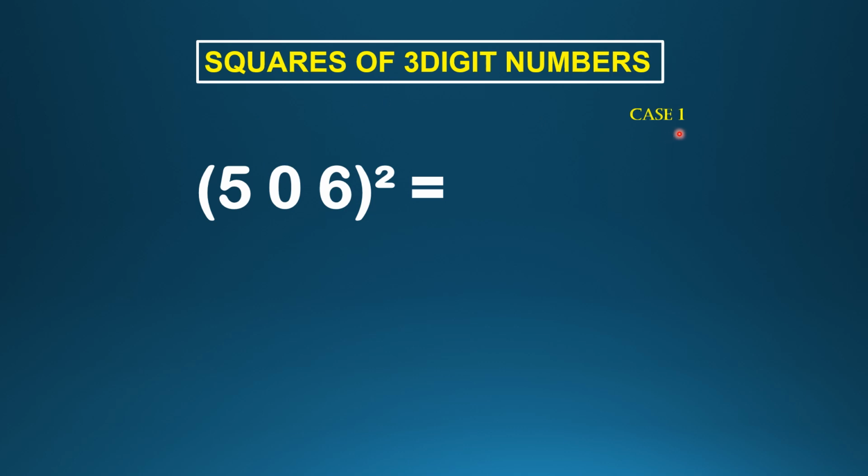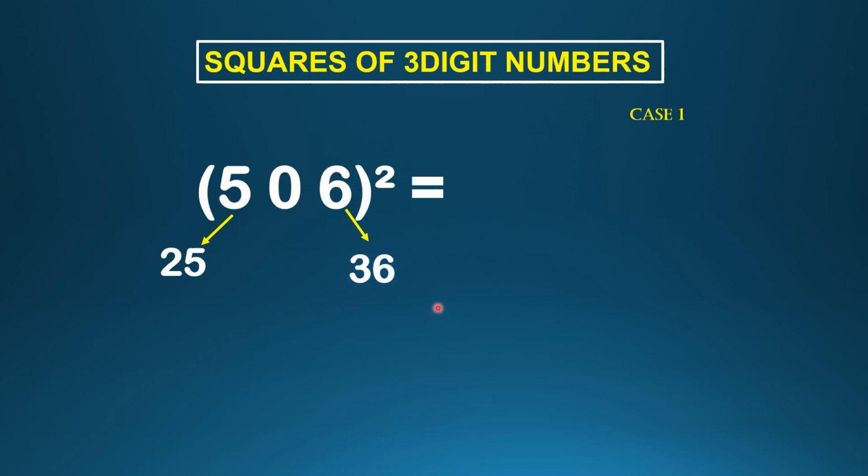This is case 1. Here, you will find 0 in the middle of the 3-digit number. 506, 0 in the center. So the first step, consider 5. 5 square is 25. Just write it below. Go to 6. 6 square is 36.